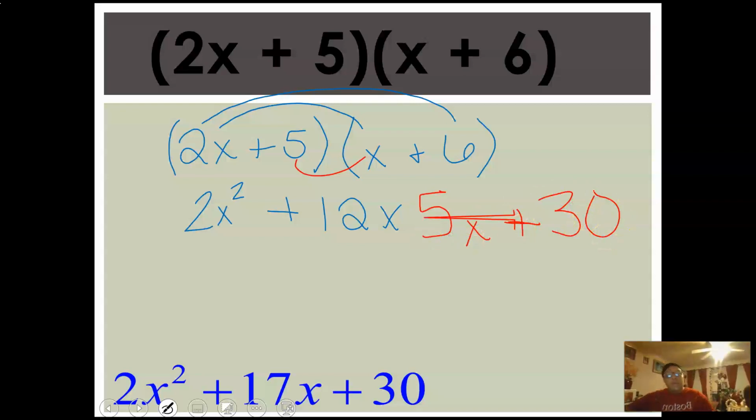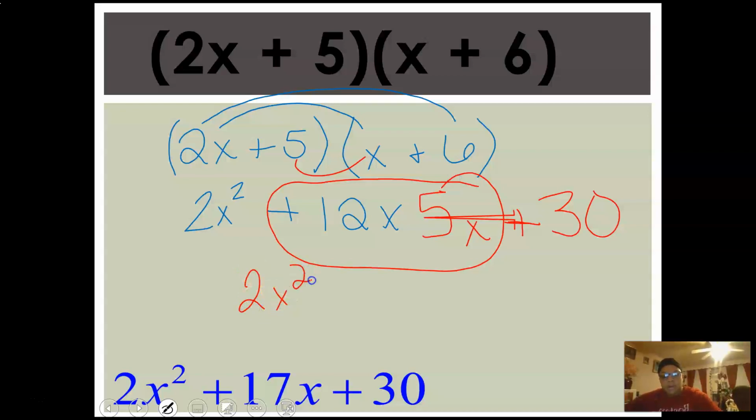Okay, so here you have to combine like terms. So you have 2x squared plus 17x plus 30. Okay, and that's how you would do such a problem like this. And I forgot my arrow. Okay, your next, and that'll be it.